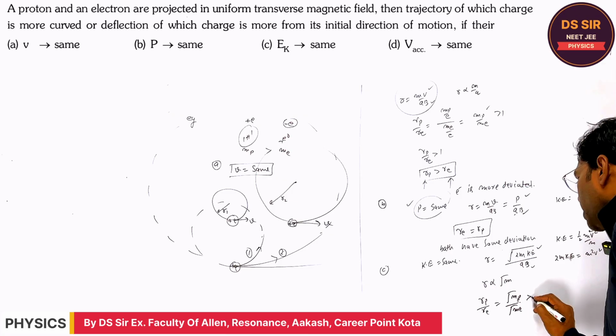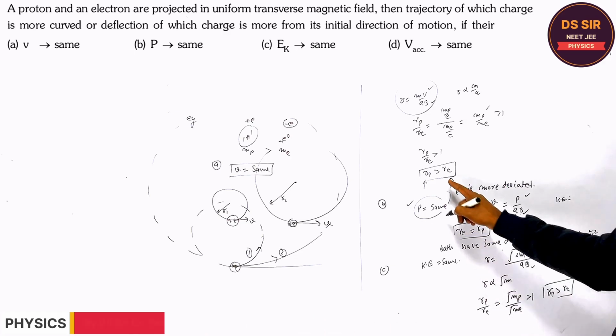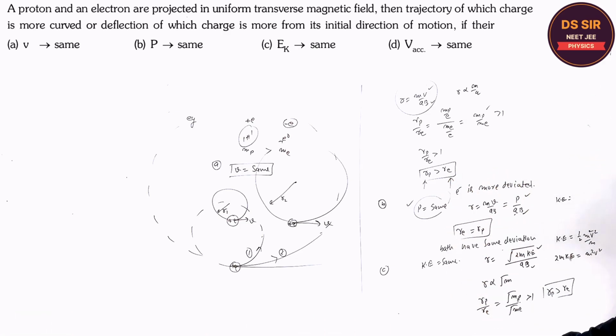Tell me, it is greater than 1 or not? So rp is greater than re. The radius of electron is less, right? So therefore electron is more deviated. What about the fourth part?